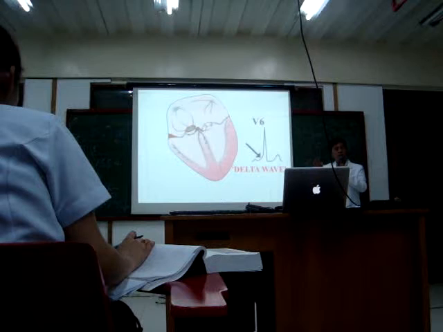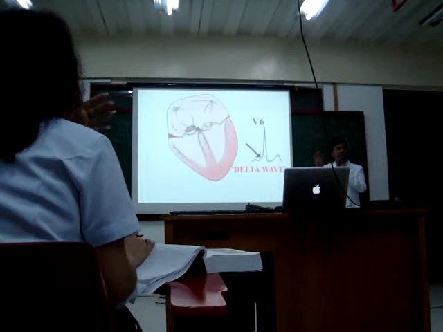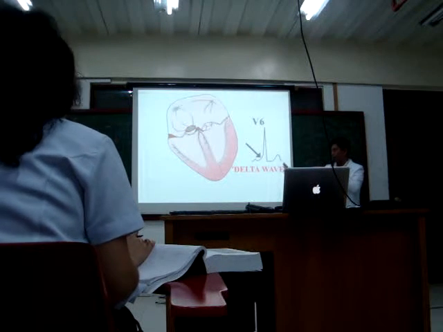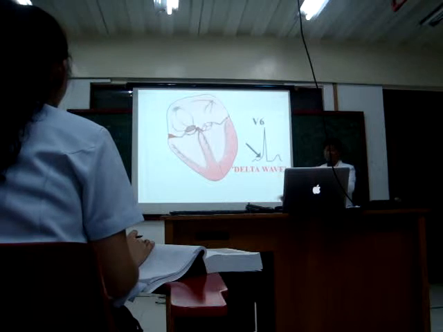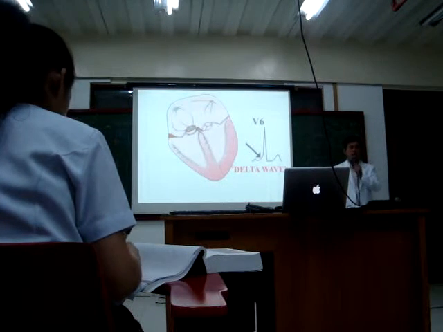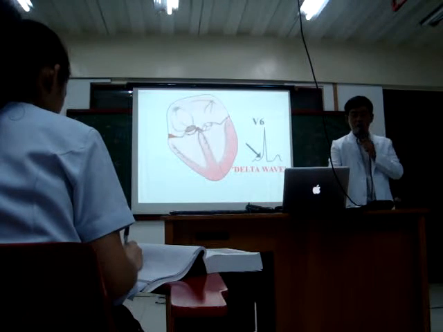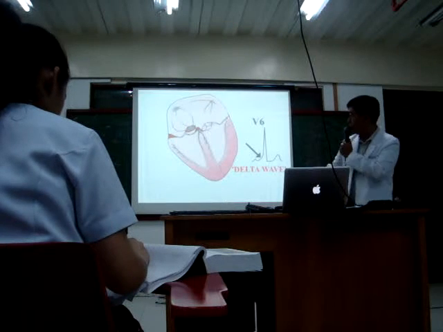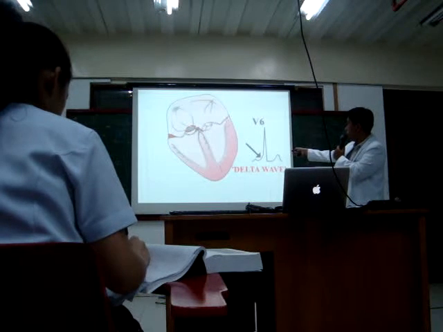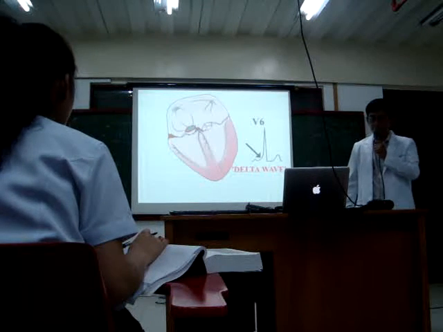Have you heard about the U wave? Was it taught to you? U wave. Okay, we'll take that. Okay? And now there's a delta wave. The delta wave is the hallmark of AVRT. Okay, the delta wave. It shows that there is pre-excitation of the ventricles at this particular point. That's why there's a delta wave.